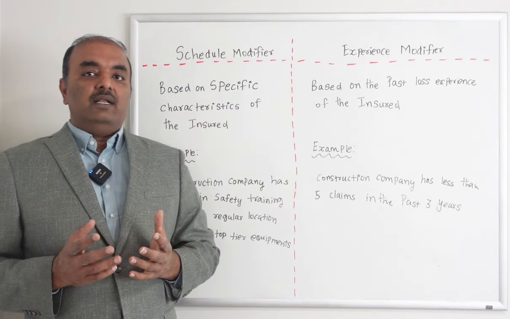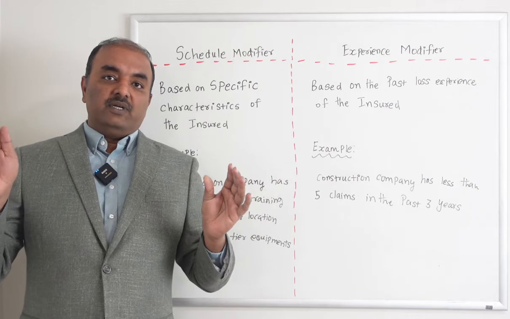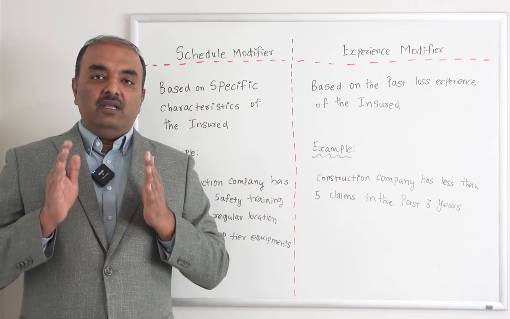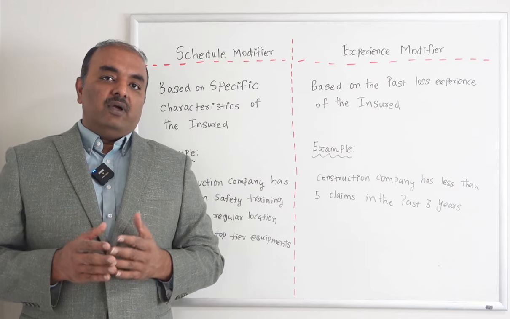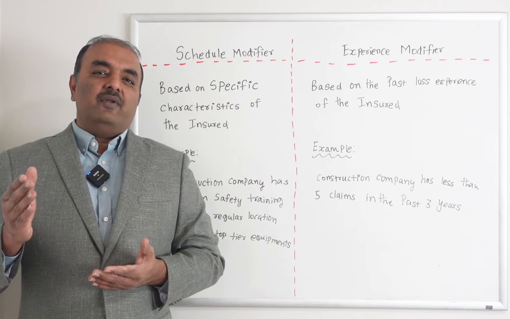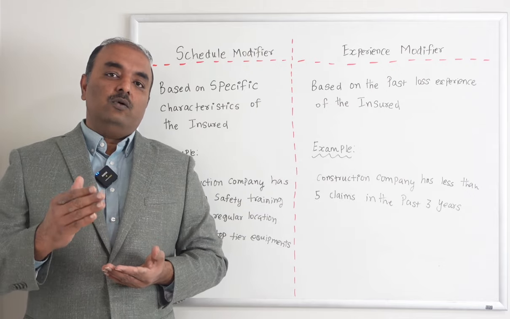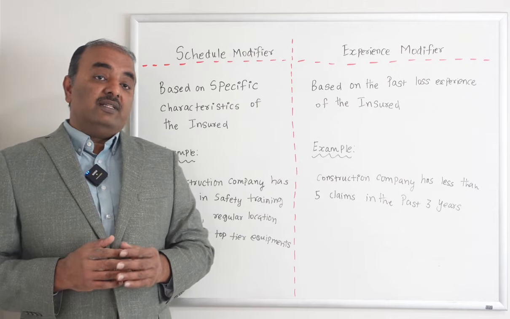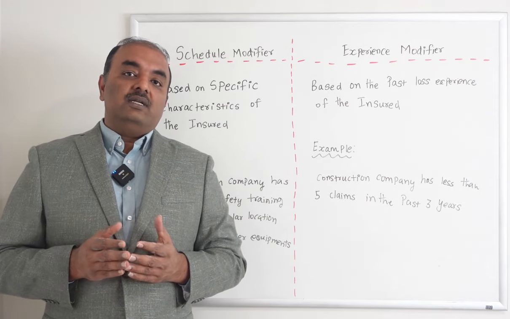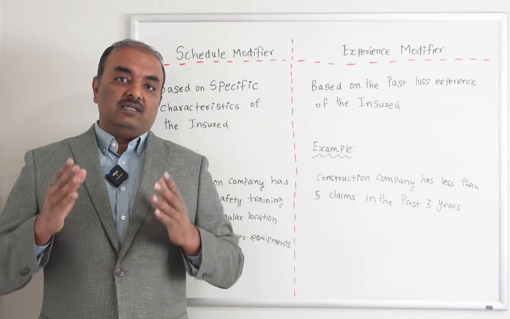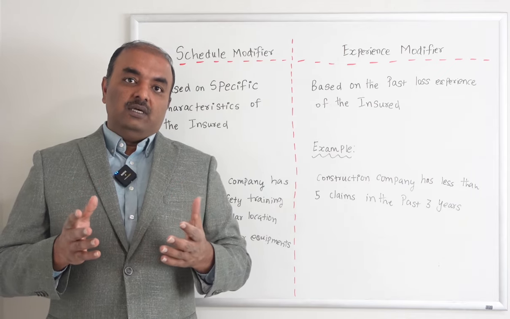Now a couple of things. As I told you, the schedule mod has a fixed range, maybe from 10% to 25%. So the increase or decrease will be very minimal, not too heavy. If your premium is 100k and you have good safety features, it can come down to maybe 95k, or if you have fewer safety features, it can go to maybe 110 or 115. Whereas experience mod is not like that. If you have very bad claims, it could result in a drastic increase in premium, because the insurance company knows that you may potentially have more claims. So that is one thing.